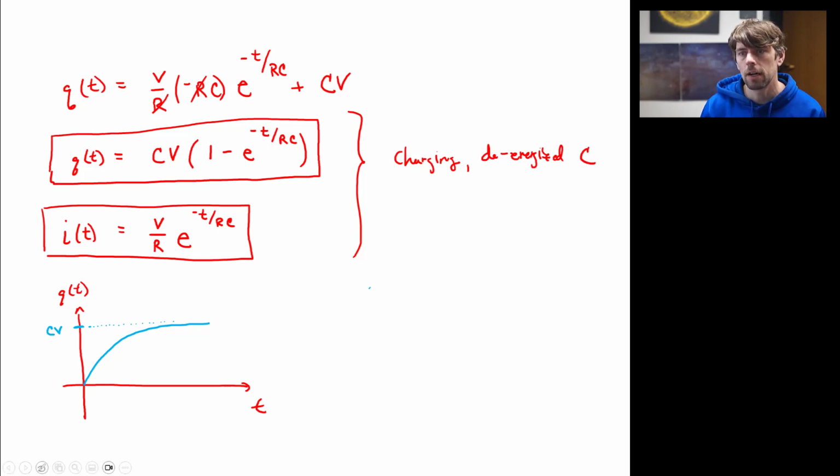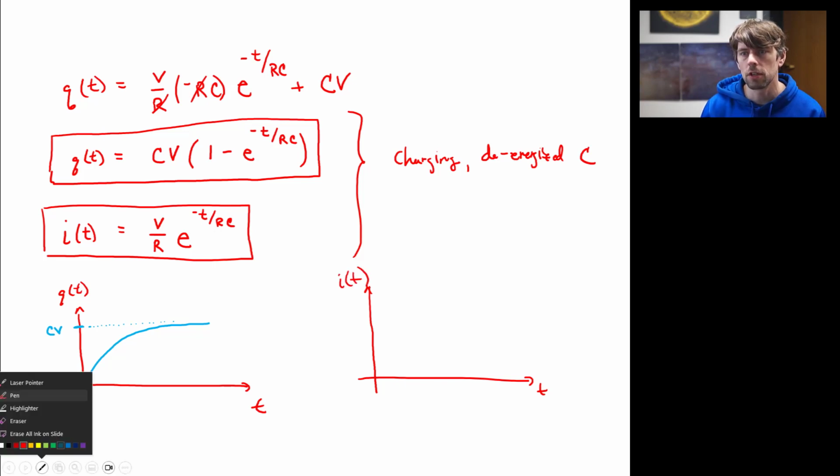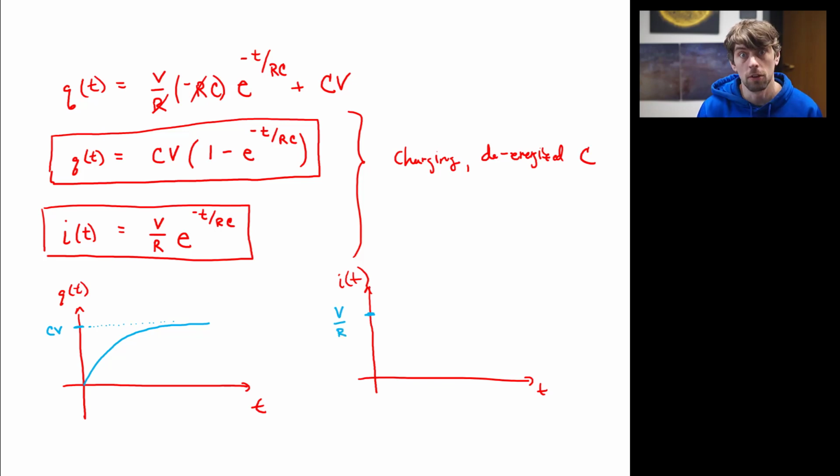Similarly, if I plot the current as a function of time, what we'll see here is that it will start, we can plug it in, of course, at t equals 0. It starts at a value of V over R, as if the capacitor weren't there at all, and it will exponentially decrease to 0. Pretty cool, huh?